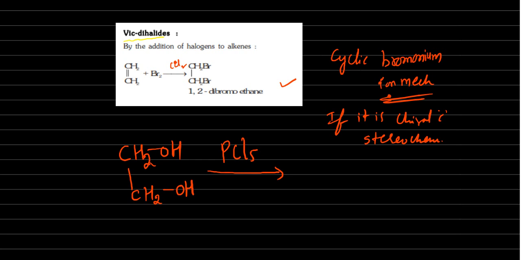Now, if you want to prepare in any other methods like this, wherever OH is there, the OH is replaced by halogens easily by PCl5 like this. So you are getting CH2OH, CH2OH, right? This is also one of the methods for vicinal dihalides.